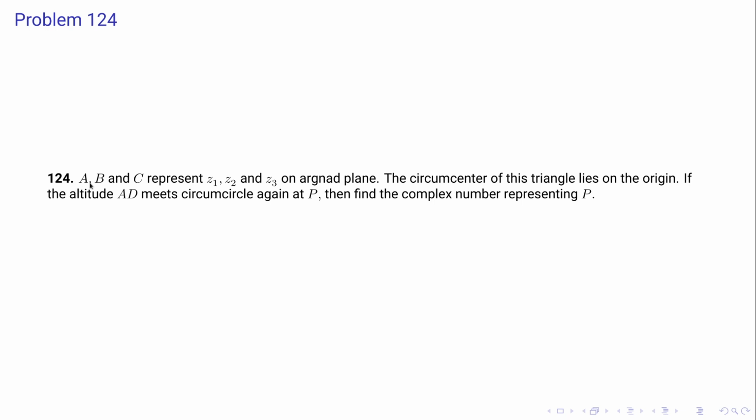Problem 124 says that A, B and C represent Z1, Z2 and Z3 on the complex plane. The circumcenter of this triangle lies on the origin. If the altitude AD meets the circumcircle again at point P, then find the complex number representing P.